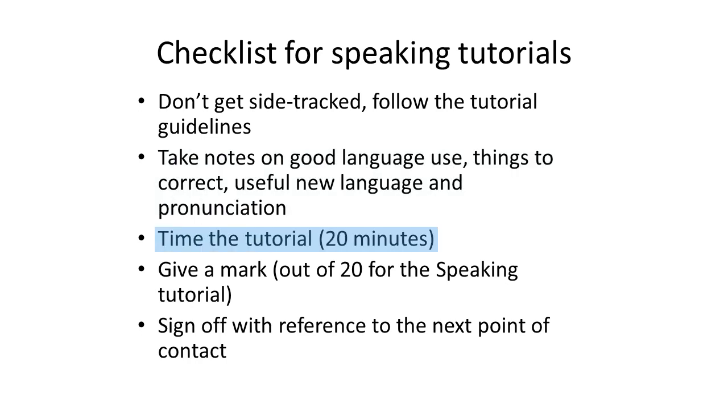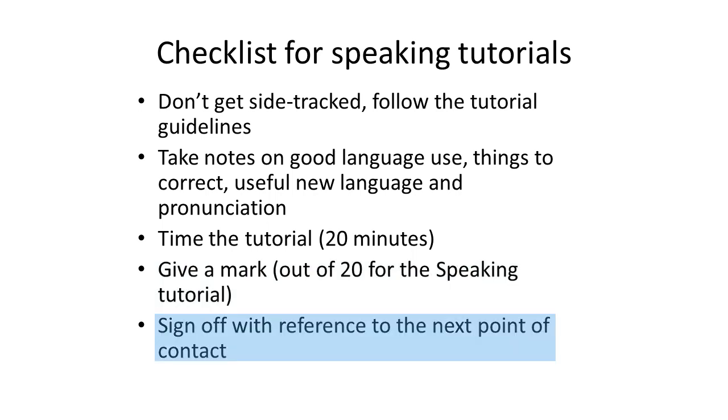Time the tutorial, so 20 minutes speaking time. Then, at the end of the tutorial, when you send your feedback, you give a mark out of 20 for the speaking tutorial. And finally, sign off with reference to the next point of contact, which would be Writing Tutorial 1 in the following unit once the student has finished the unit and done the unit test.